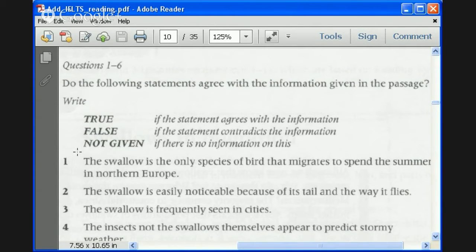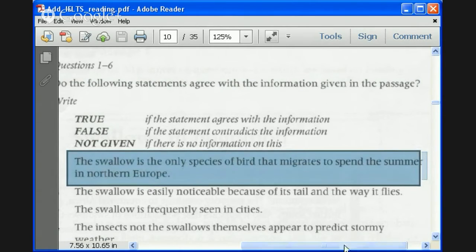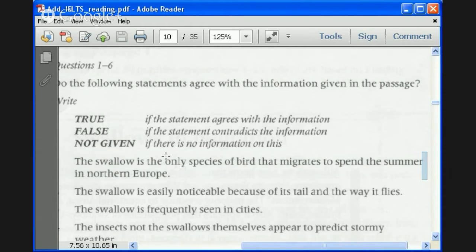Let's start. Heidi? First statement: the swallow is the only species of bird that migrates to spend the summer in northern Europe. No, false. Okay, actually, let's be sure. First of all, when you see absolutes, only, never, always, all, these are absolutes. They mean 0% or 100%. When you see words that contain absolutes, you must be extremely suspicious.